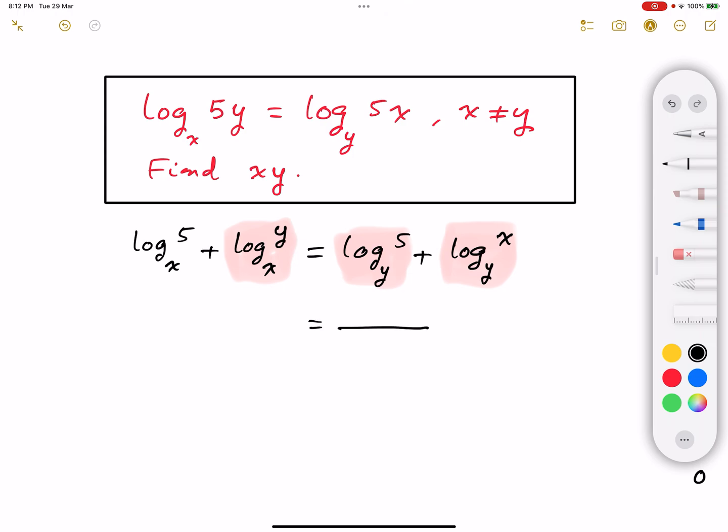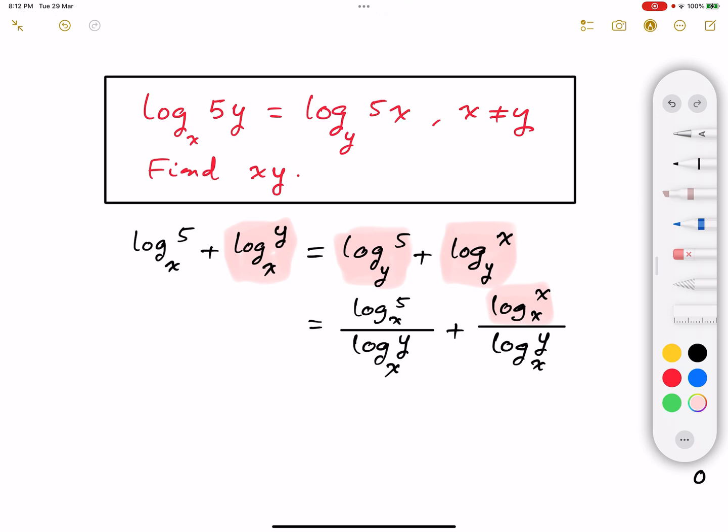So this is going to be equal to the logarithm of 5 base x divided by the logarithm of y base x. And of course, the other term can be rewritten in the same way as the logarithm of x base x divided by the logarithm of y base x. And we can notice here that this term is equal to 1, of course. So basically, that's the reciprocal here. Then we can notice that these sides here are the same.